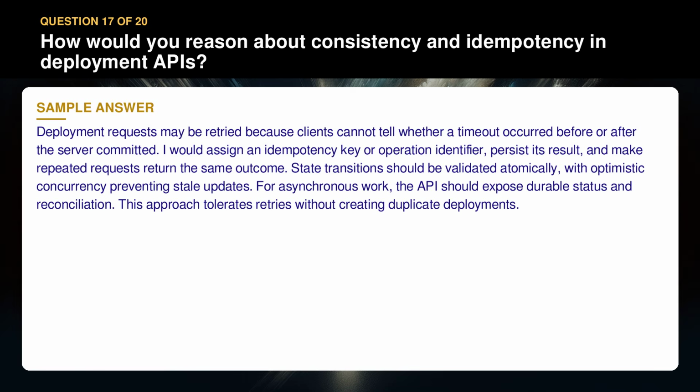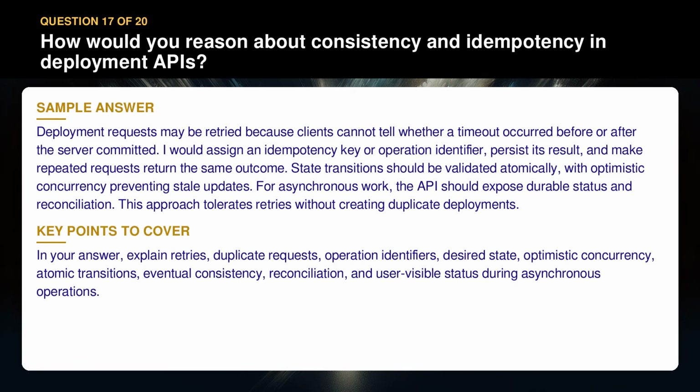For asynchronous work, the API should expose durable status and reconciliation. This approach tolerates retries without creating duplicate deployments. In your answer, explain retries, duplicate requests, operation identifiers, desired state, optimistic concurrency, atomic transitions, eventual consistency, reconciliation, and user visible status during asynchronous operations.